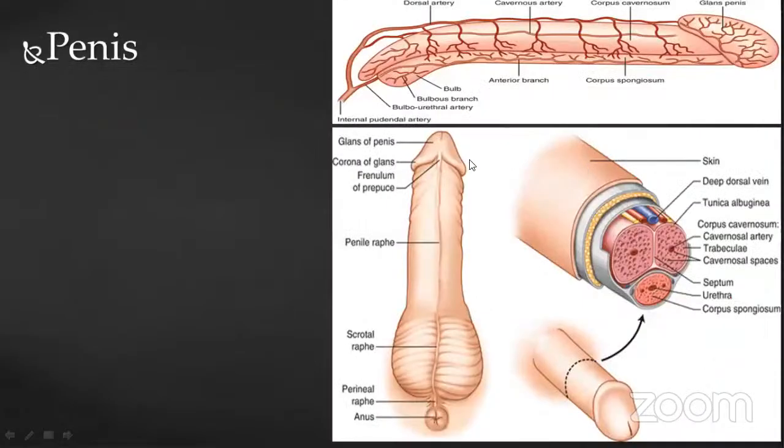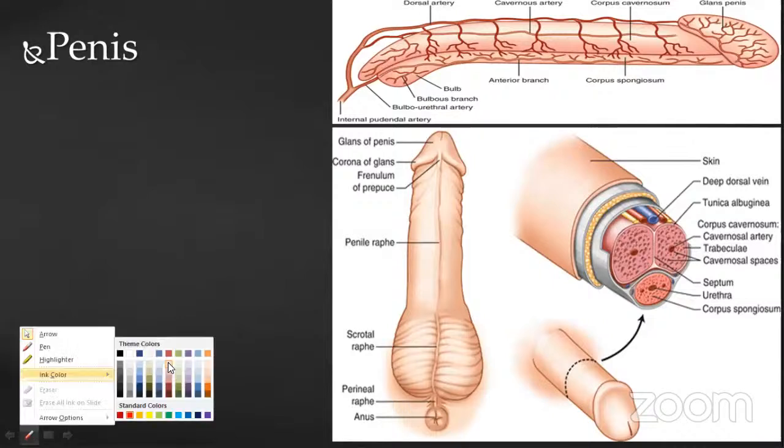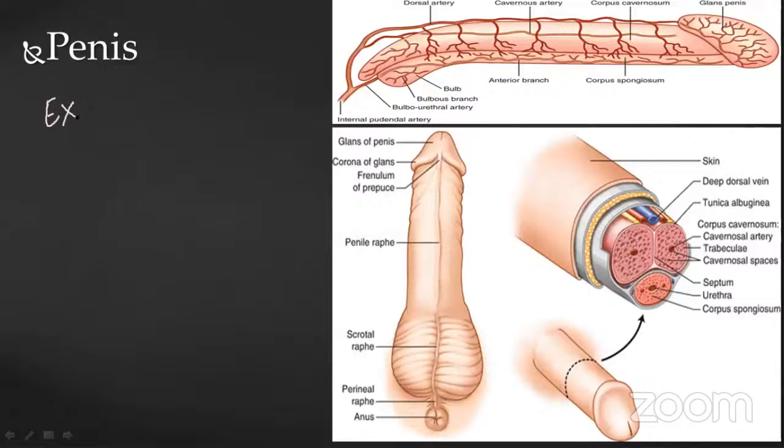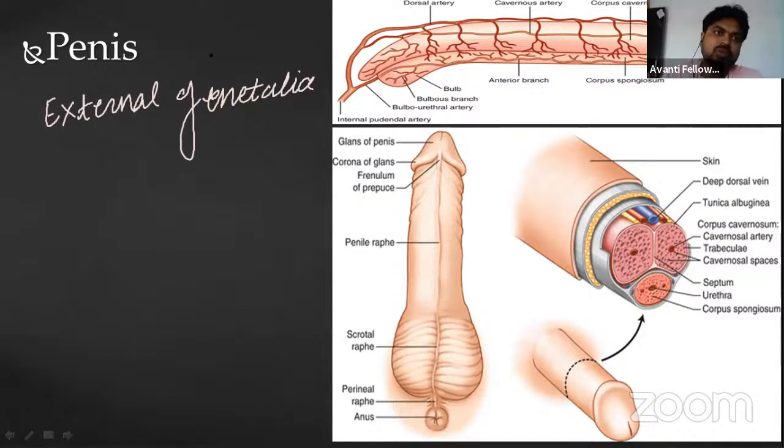Coming to the next, we discuss in detail the penis. The penis is the external genitalia. It is important for transport of sperm toward the female vaginal tube, or vaginal way. That is the work of the penis.